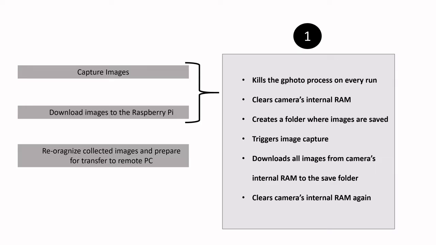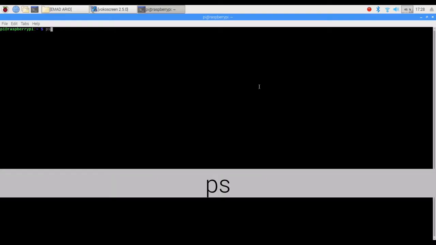How this works is the first thing it does is kill the gPhoto process, and this process is created every time the camera is connected to the Raspberry Pi or the camera is turned on. And this can be seen here.